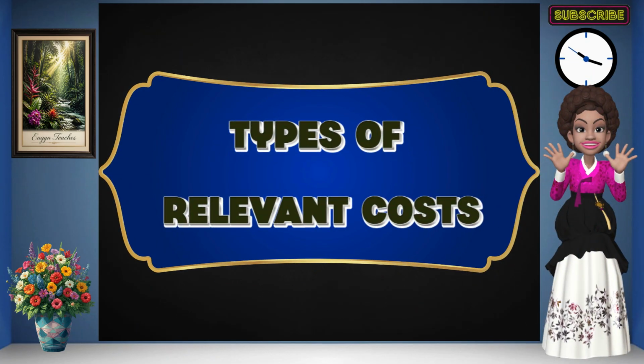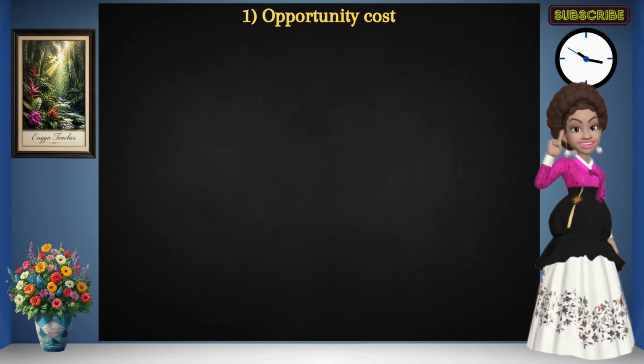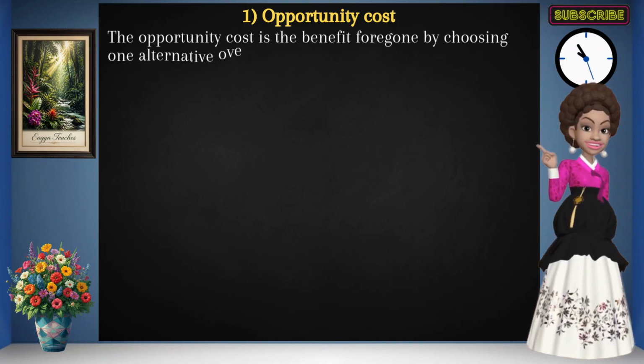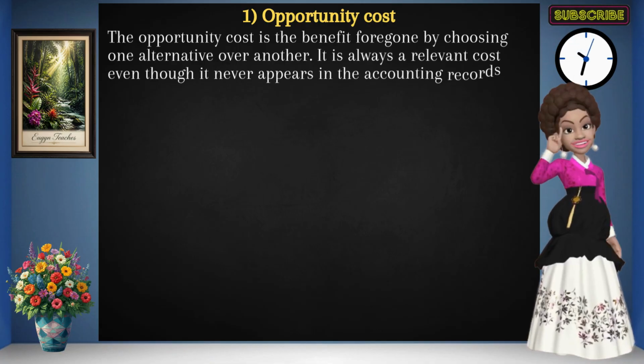Types of relevant costs. 1. Opportunity cost. The opportunity cost is a benefit foregone by choosing one alternative over another. It is always a relevant cost, even though it never appears in the accounting records.